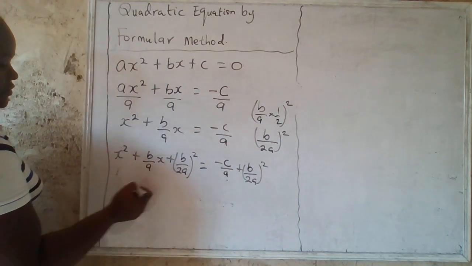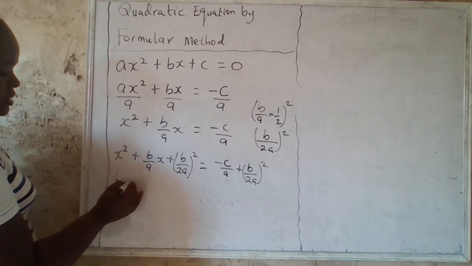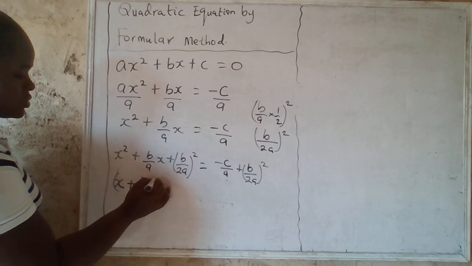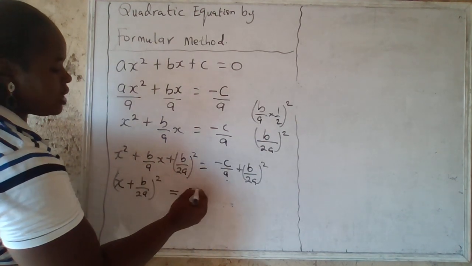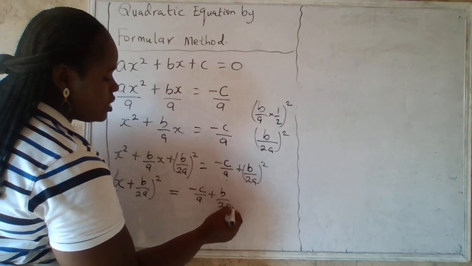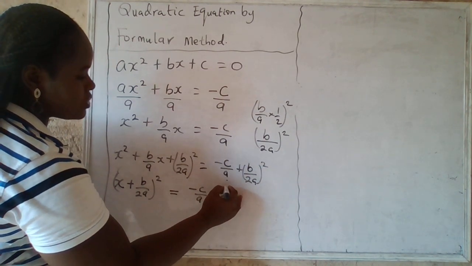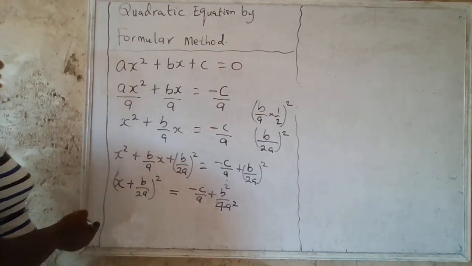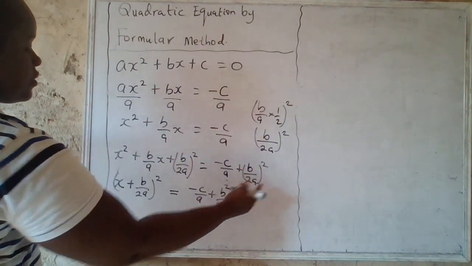Now it becomes easy for us to factorize. We have x plus b over 2a all squared to be equal to minus c over a plus b over 2a. Okay, let's open that bracket to have b squared over 4a squared. It makes sense. That is b squared over 4a squared.